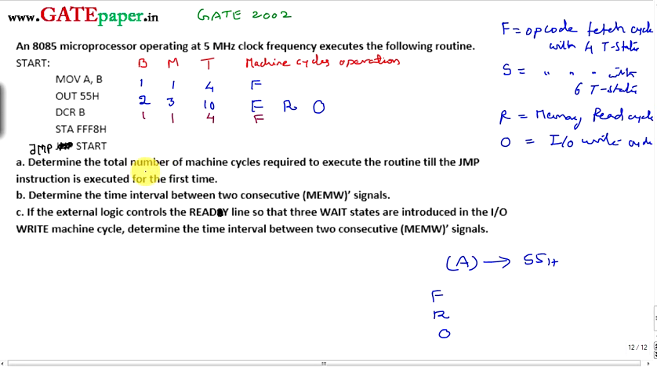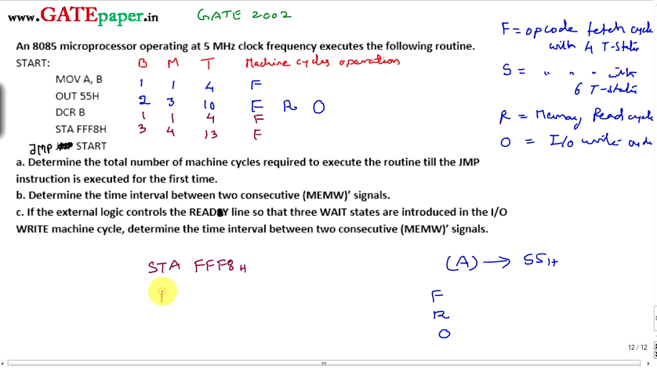Next one is STA FFF8H. It's a 3 byte instruction, where it is taking 4 machine cycles and 13 T states. So always the first one is nothing but opcode fetch. STA FFF8H: store accumulator contents at the memory address specified in the instruction.